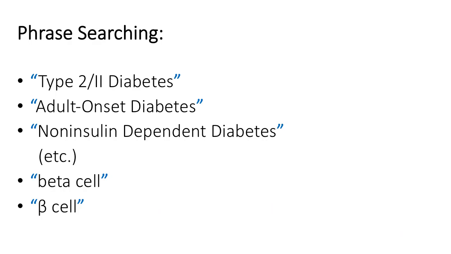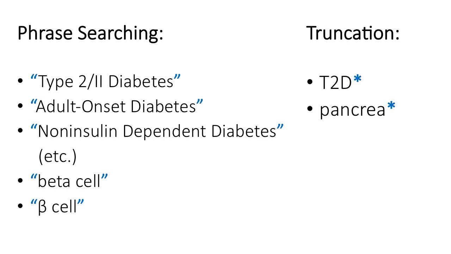Let's try applying some of these tricks to our own keywords. We can use quotation marks on our diabetes and beta cell terms: type 2 diabetes, adult onset diabetes, non-insulin dependent diabetes, insulin insensitivity, insulin resistance, beta cell, to catch alternative spellings. And truncation on pancreatic, and the abbreviated type 2 diabetes, T2D asterisk, to catch variations on the end of the terms.